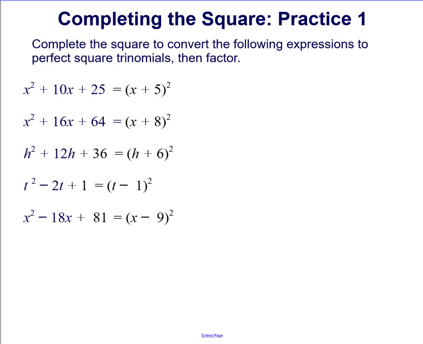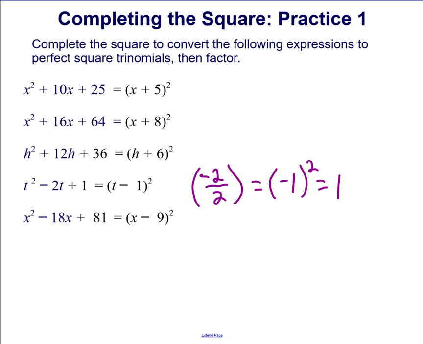So here I take my middle term, minus 2, I divide that by 2, and square it. So that's going to be negative 1 squared, and negative 1 squared is equal to positive 1. That's how I get this last term right here, positive 1. So we have t squared minus 2t plus 1. When I factor this perfect square trinomial, we have t minus 1 quantity squared.